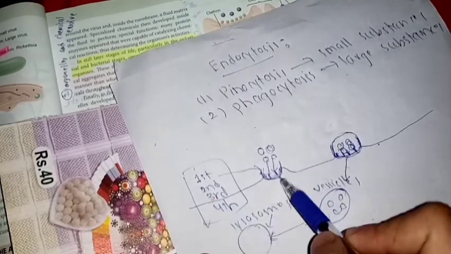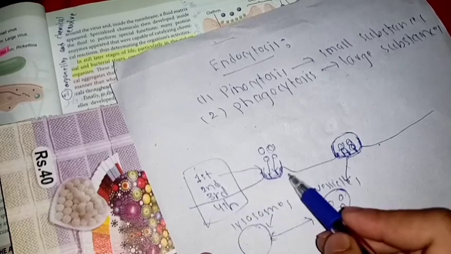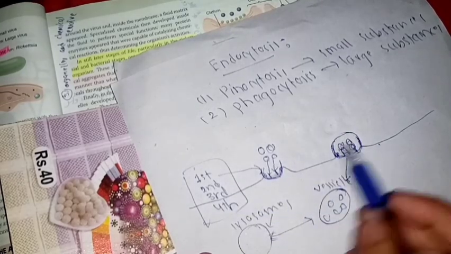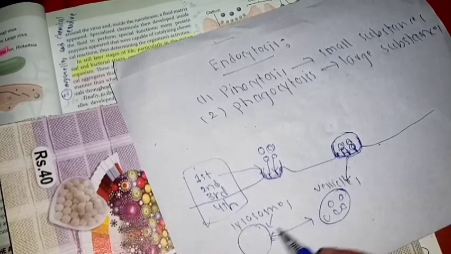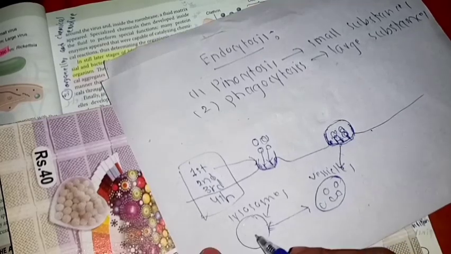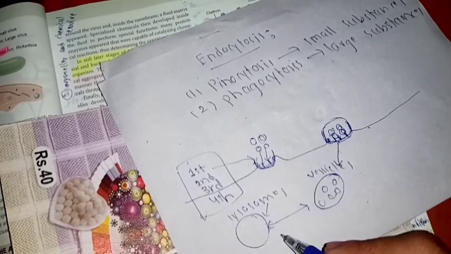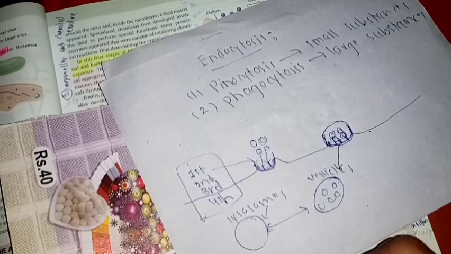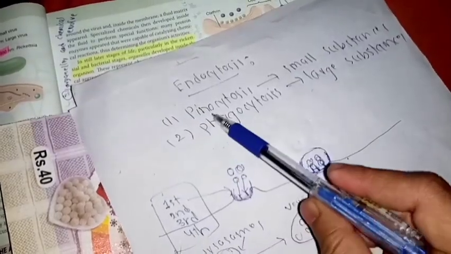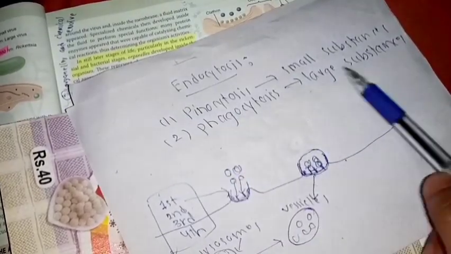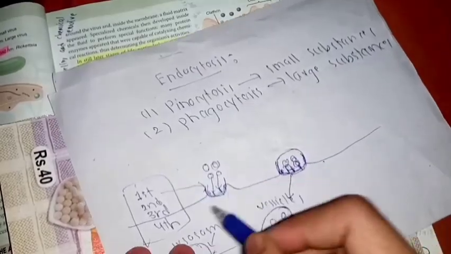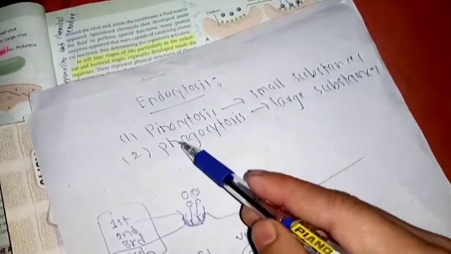Step 1, binding to the receptor. Step 2, enclosing of the vesicles. Step 3, detachment. Step 4, combination with the lysosome to form the digestive organelle of the cells. So the mechanism for both pinocytosis and phagocytosis is the same, but if the substance is small enough, then it is called pinocytosis.